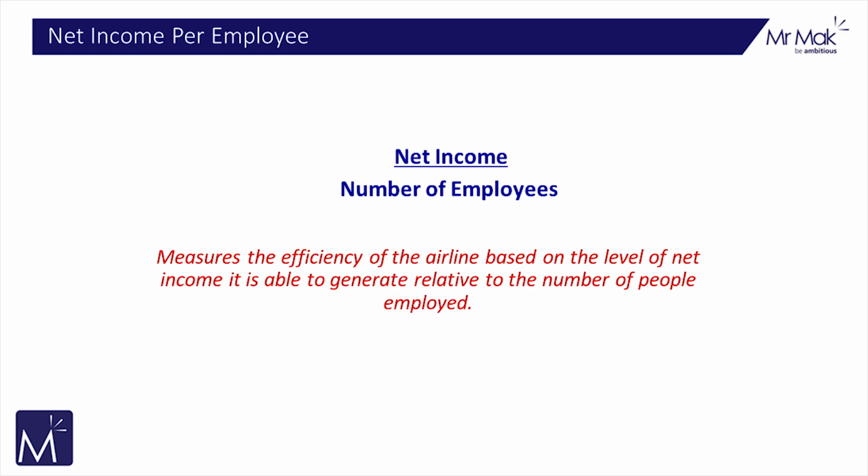The last ratio is the net income per employee. And how we calculate that is by taking the net income and dividing it by the number of employees in the airline. Again, this is a ratio that's measuring the efficiency of that particular airline company.